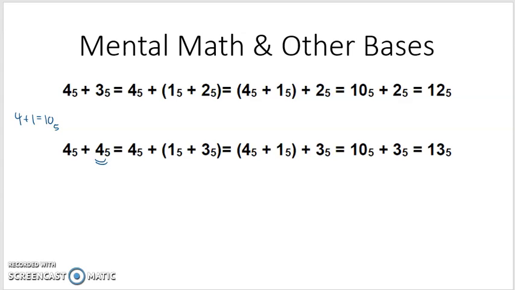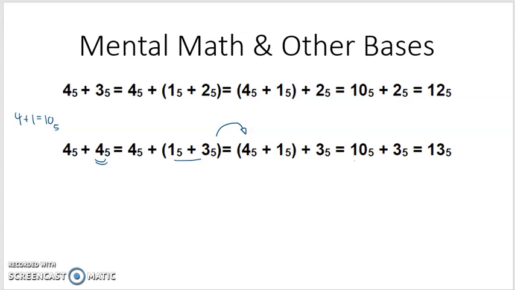Again, why did I do the 1 and the 3? Because I want to add 1 to my 4 to get 5, which is 10, right? 5 is 10 in base 5. So I use an addition fact here that 4 base 5 is 1 plus 3 base 5. Then I use the associative property, which is true in any base. That equals 4 plus 1, grouped together, plus 3, which is 10 plus 3.